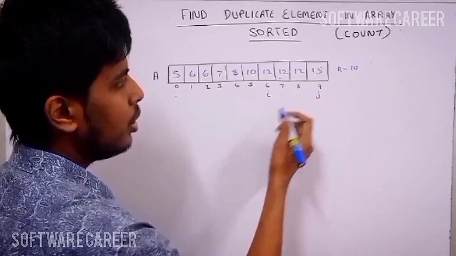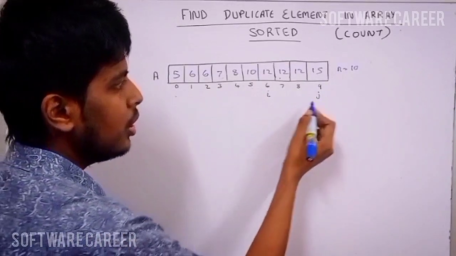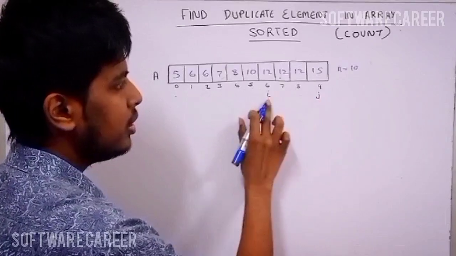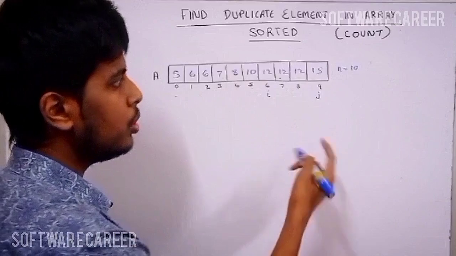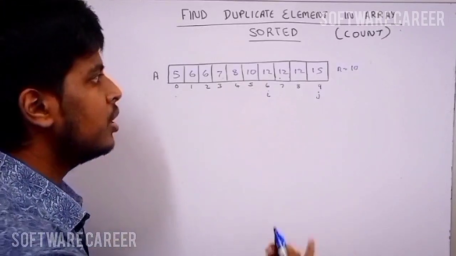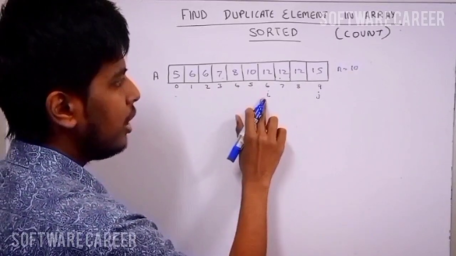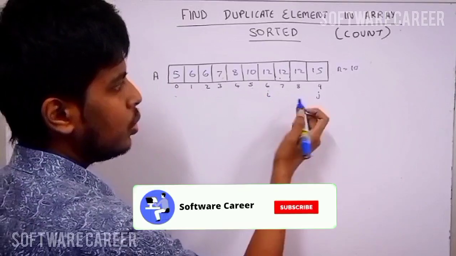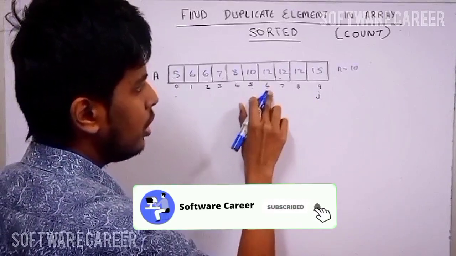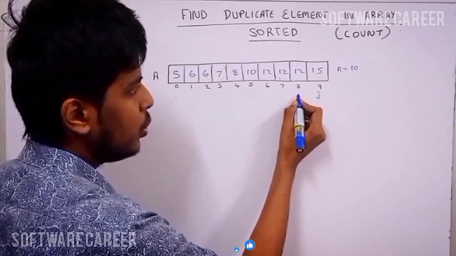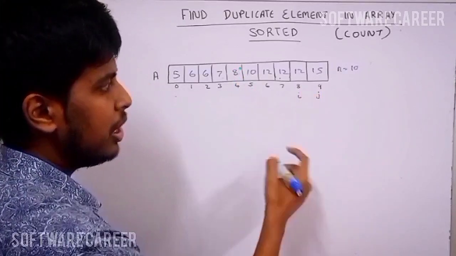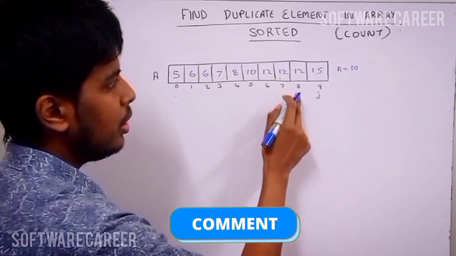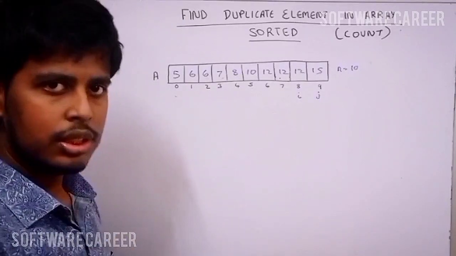Now the number of times 12 is repeating is j minus I. See, 9 minus 6 is 3. 12 is repeating 3 times. So you should print that 12 is repeating 3 times. Now you should update the I value as I equals j minus 1. Now the I value will change from 6 to 8. Then again it compares whether a of I equals a of j. This is the process.